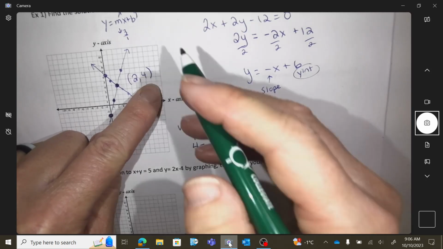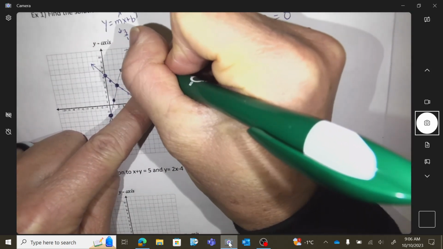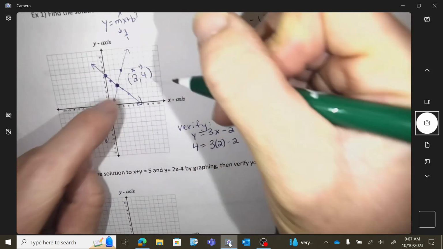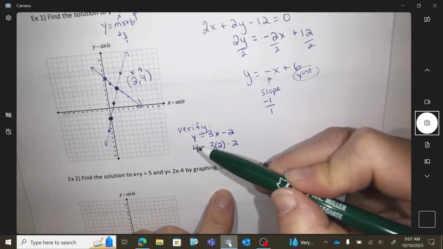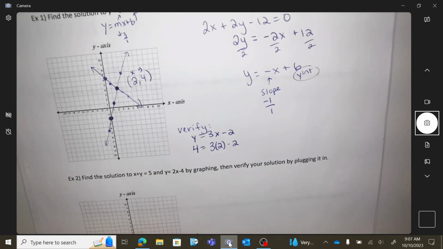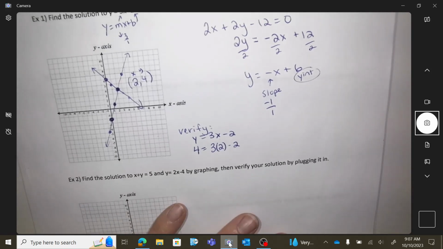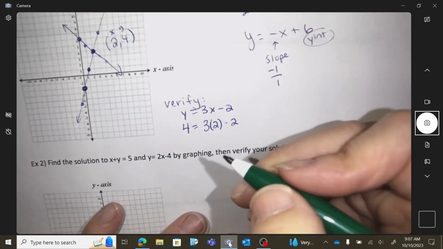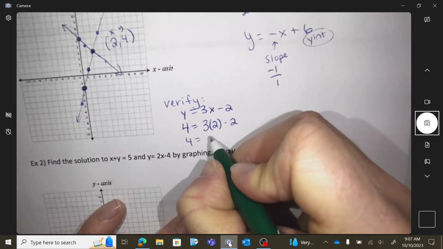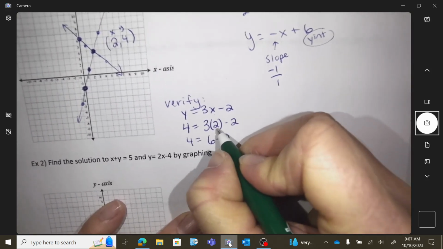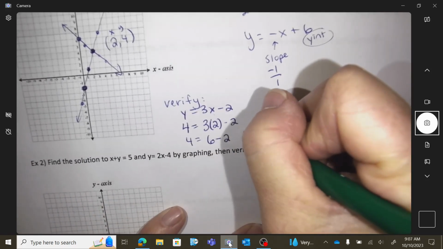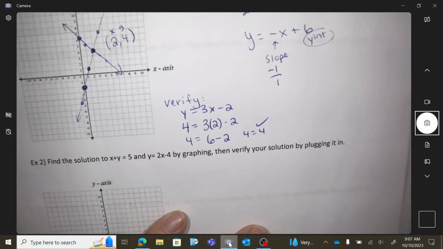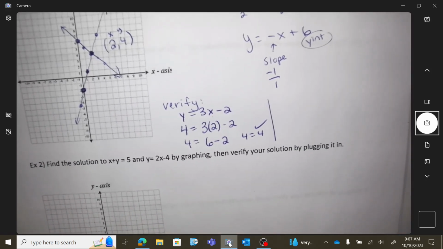But does everybody remember coordinates go x and then y? So I'm replacing x with 2 and I'm replacing y with 4, right? Does that make sense why I'm doing that? Okay, so this would be 6 and then 6 minus 2. Is that going to work out? Does that equal each other? 4 equals 4. Yeah, that's good. It ended up working.